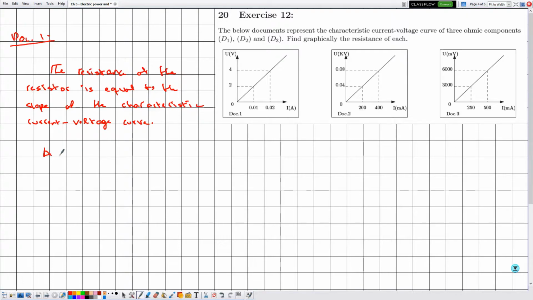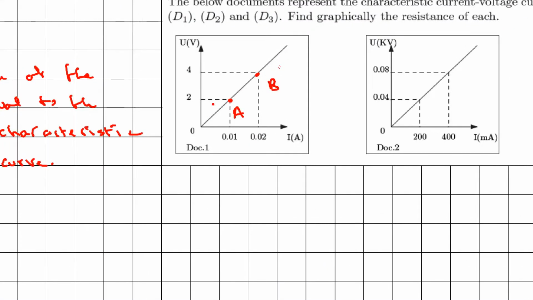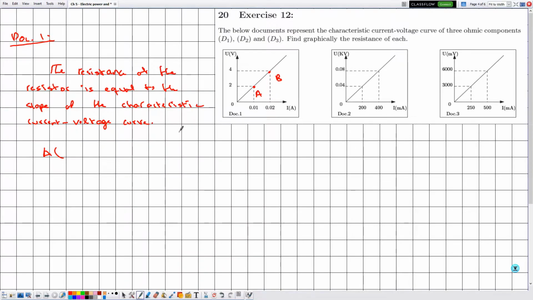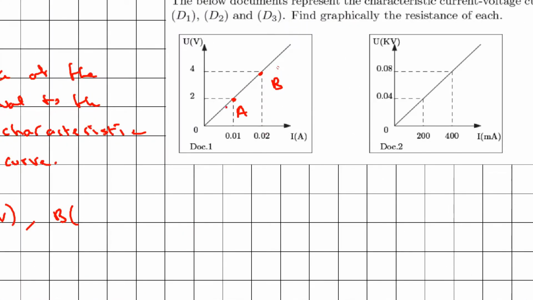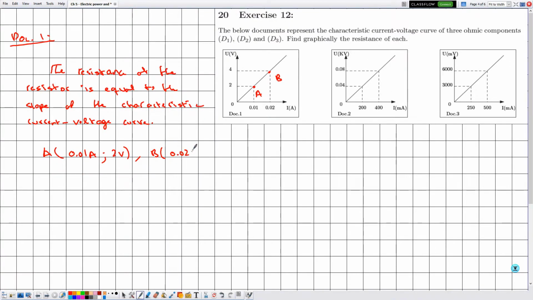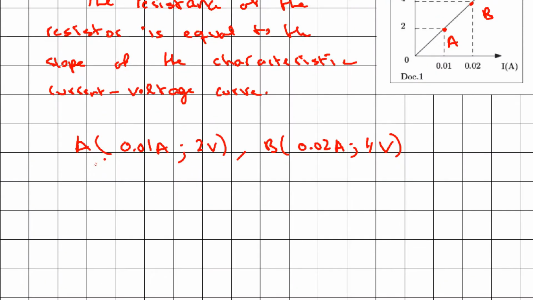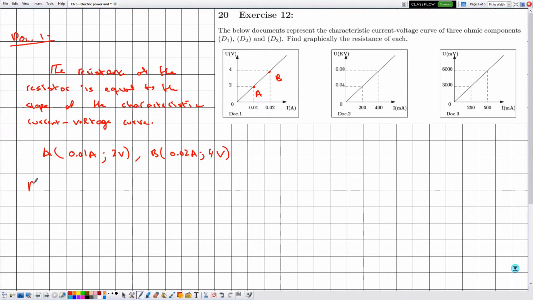Now the next step is to choose 2 points. So the first point I will choose here to be the point A, and this is the point B. Now let's write the coordinates of these points. These are the only 2 points that are clear in this graph. A is given by 0.01 amperes and the voltage is given by 2 volts, whereas for the point B it is given by 0.02 amperes, and the voltage is given by 4 volts. Notice that these are in the SI, so now we are ready to calculate the resistance.